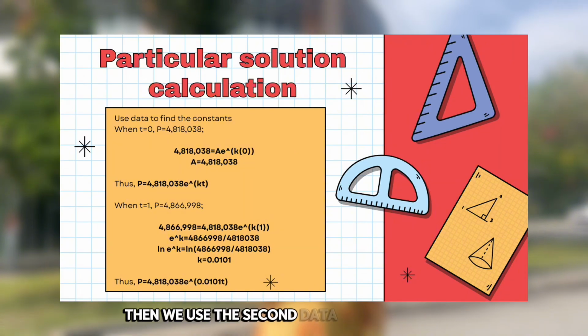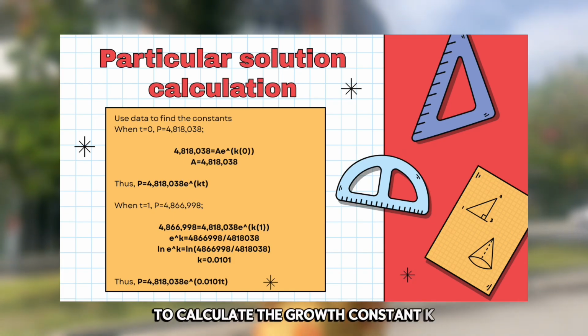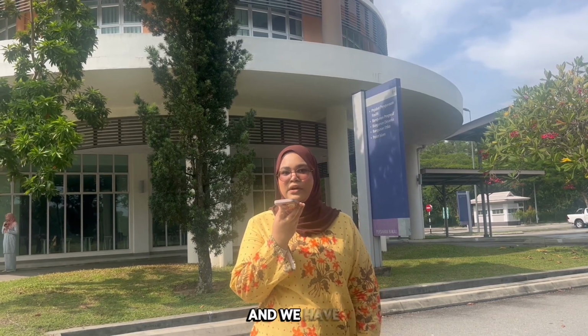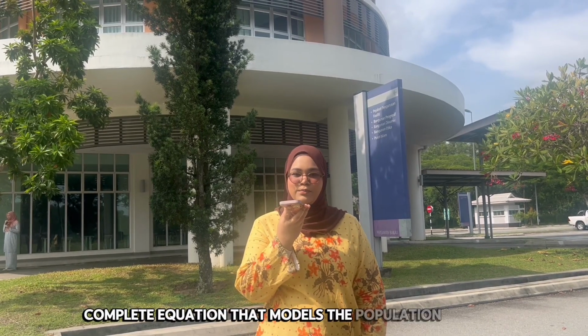Then we use the second data point where t equals 1 and the population is 4,866,998 to calculate the growth constant k. After substituting and solving, we find that k is approximately 0.0101. So the particular solution is now fully determined and we have a complete equation that models the population growth.